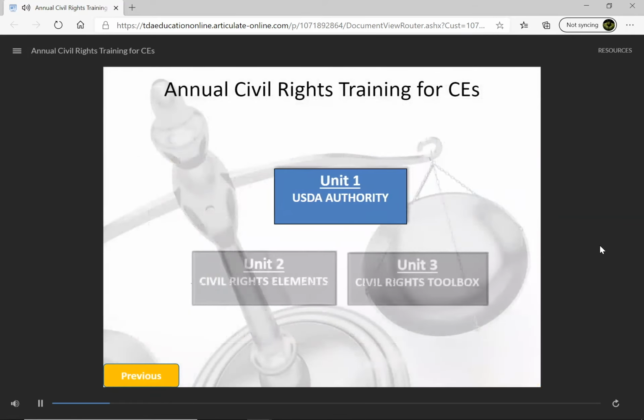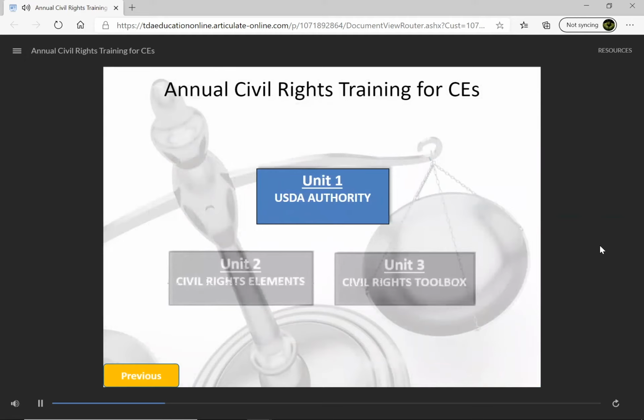Welcome to the Civil Rights Training. You will need to complete all the objectives and achieve an 80% on the quiz to complete this training. Once you have completed all the objectives, the Take Quiz button will appear at the bottom of the screen. You will be able to retake it if necessary. Click on Unit 1 to start this training.